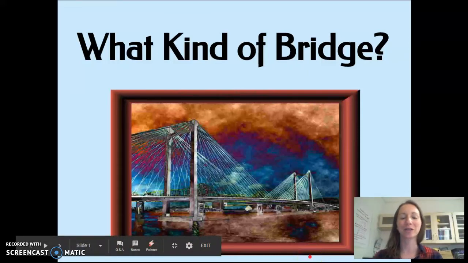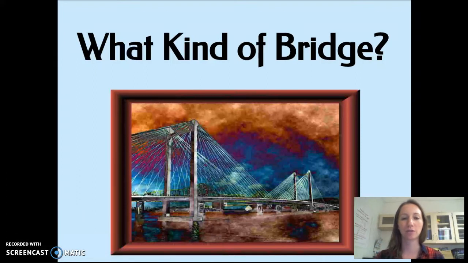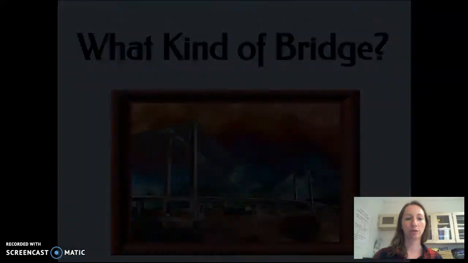Hello, we're going to be talking about bridges today, so you want to make sure you have your notebook out, ready to take notes. Anything you see in red, that's what you want to copy down. I'll also let you know when there's a diagram I want you to copy down. So we're going to talk a little bit about bridge types. I'm going to start by going over a few important vocab words.